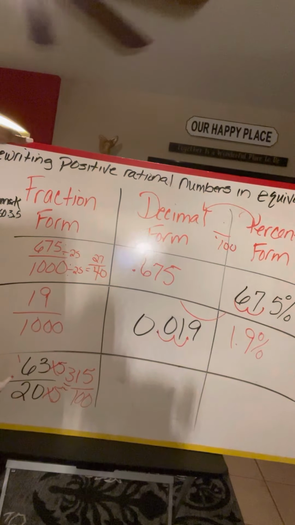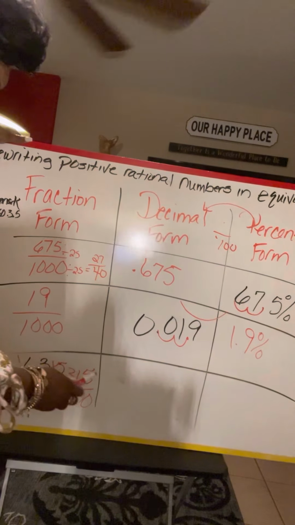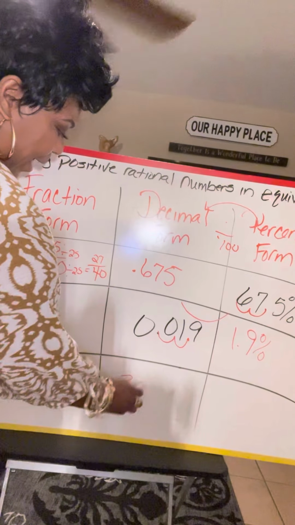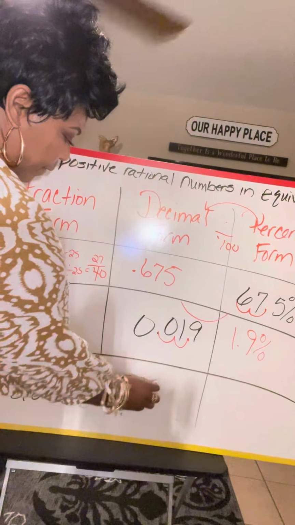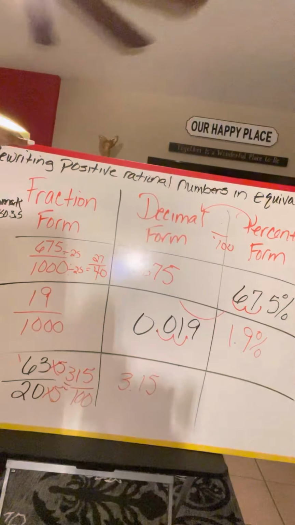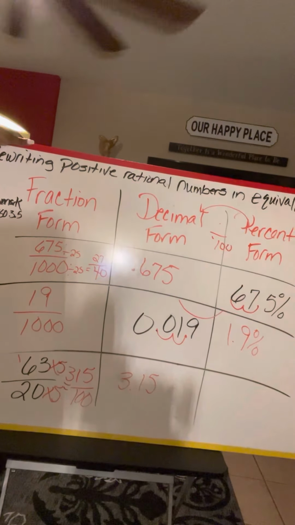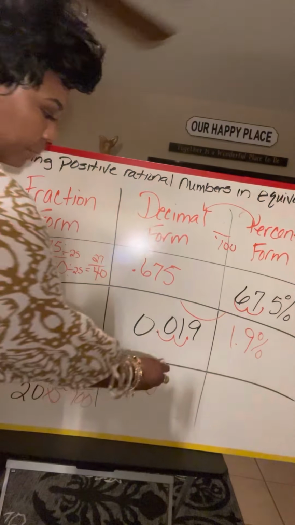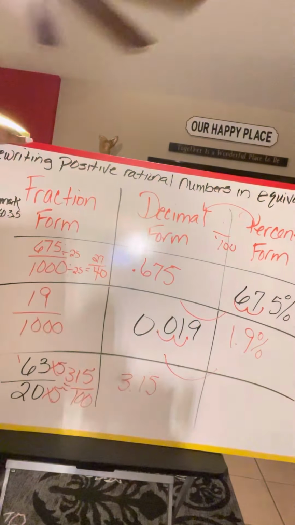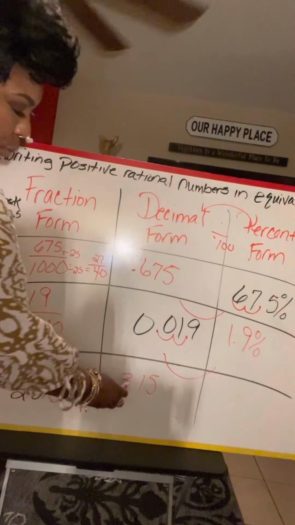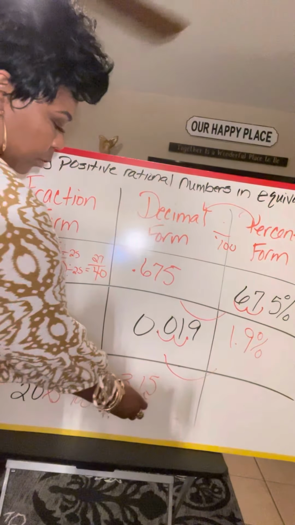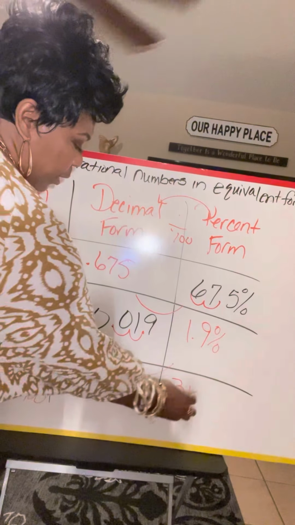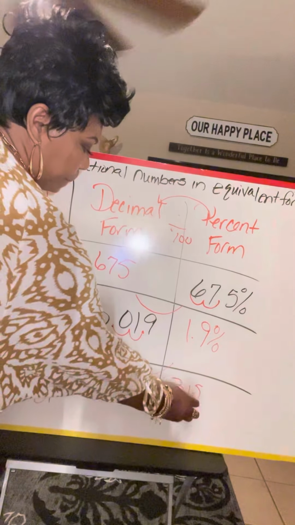How do I write that as a decimal? 3 and 15 hundredths. Okay? And remember, we're going from decimal to percent. I have to move my decimal 2 places to the right. So that's 1, 2. So now my percentage is 315%.